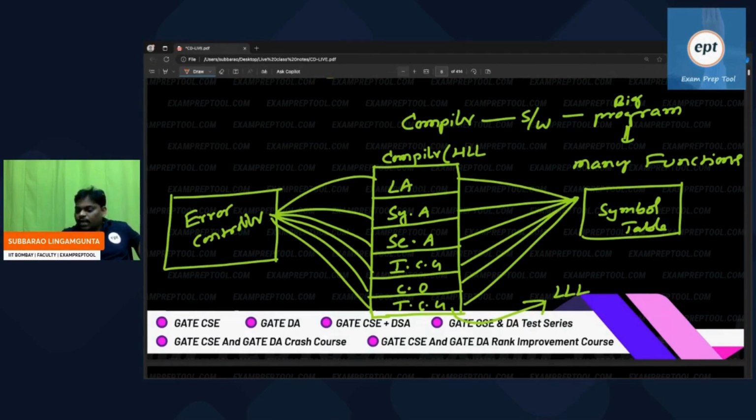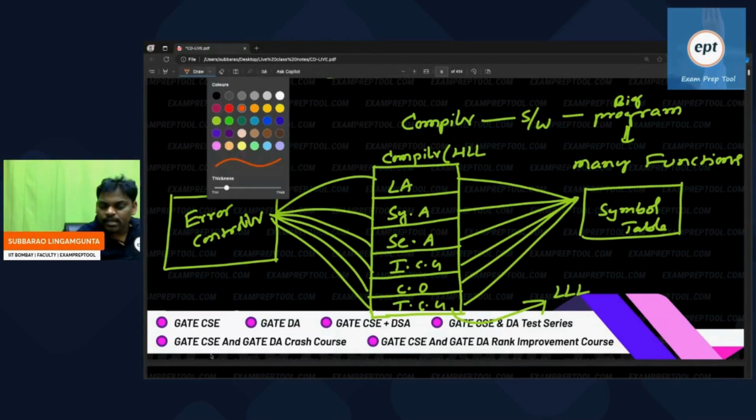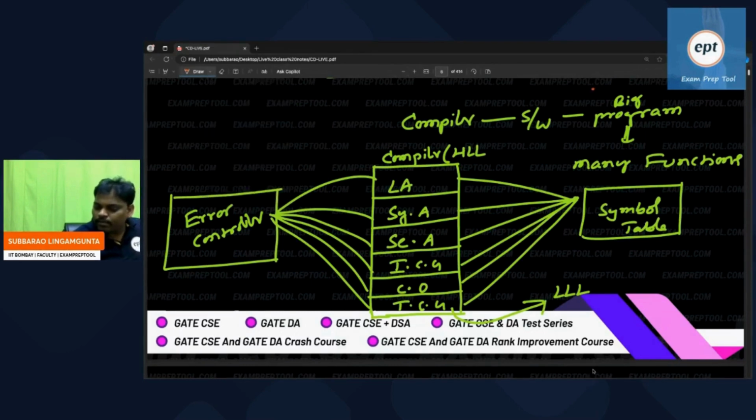These are also called programming terminology. In programming terminology, these are called functions. In compiler terminology, these are called phases of compiler. Phases of compiler are the functions which are there inside a compiler. So can you help me now? Who can store inside symbol table?